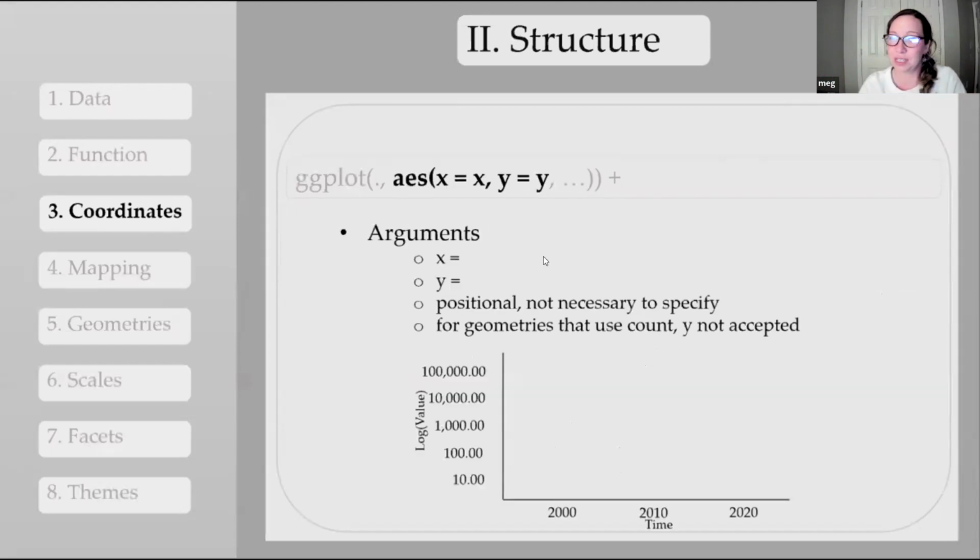The arguments for the aesthetics, like I said, is X and Y. These are positional. You don't necessarily have to specify X and Y, but just know that whatever sits here, ggplot's going to read as your X, and whatever sits here, ggplot's going to read as your Y. And you're going to just get your blank plot with your axis set up.